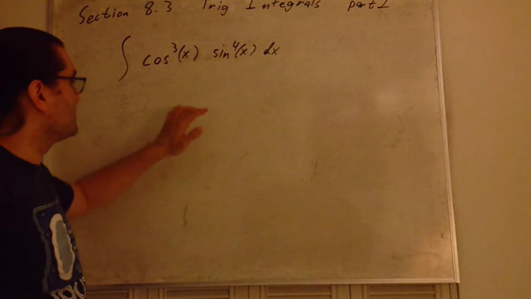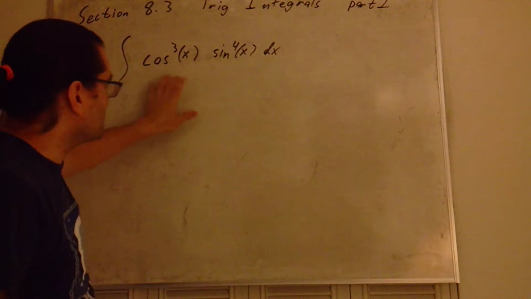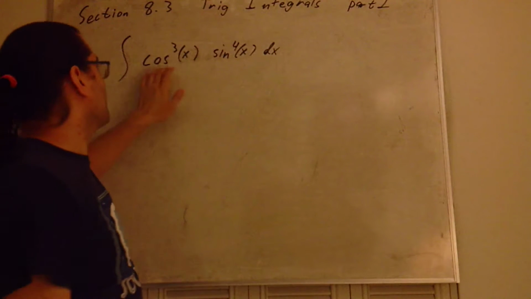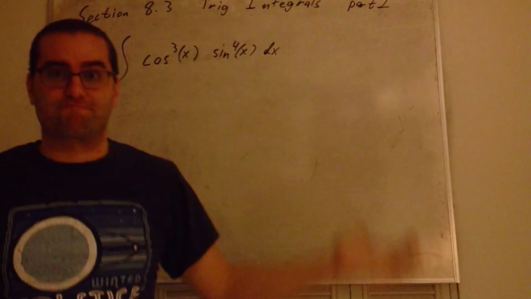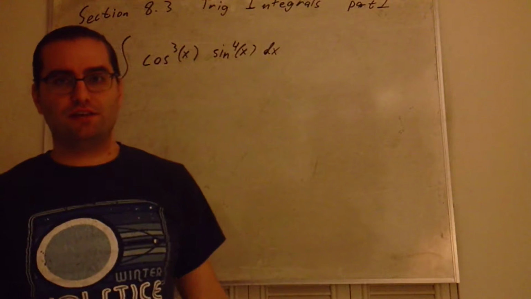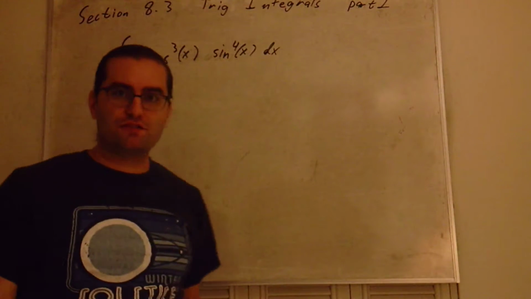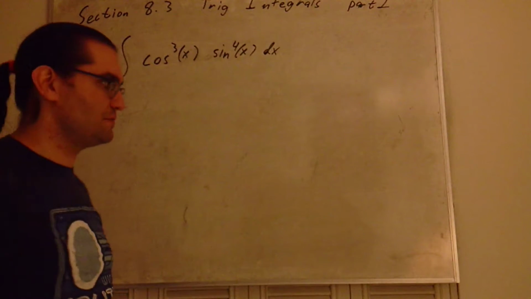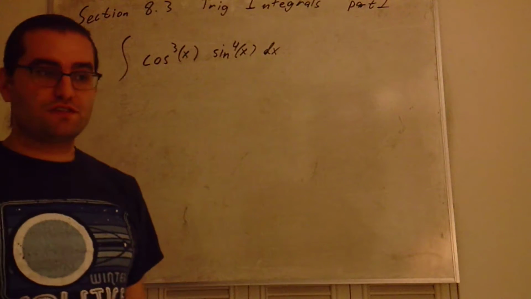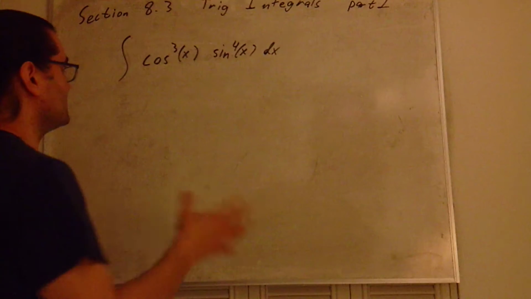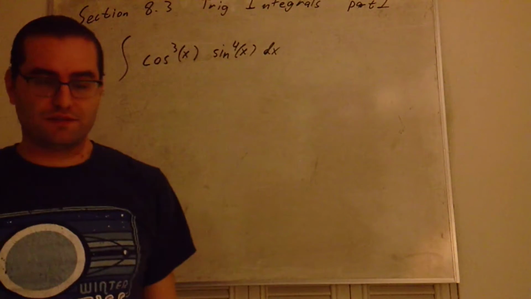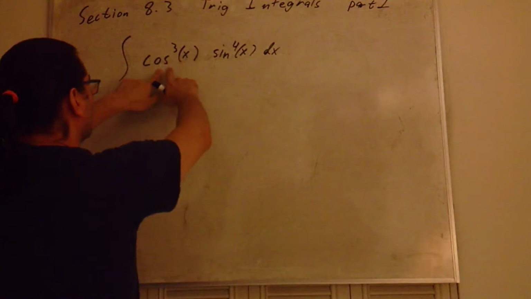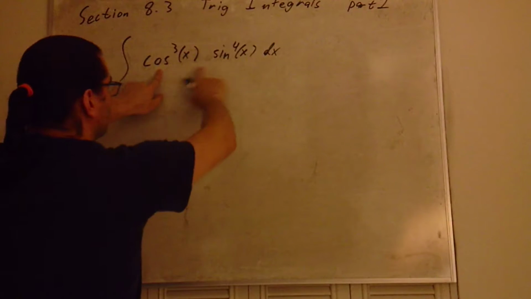So in the last two examples, we had exactly one cosine that we could use as the other, or exactly one sine that we could use as the other. Here we have 3 cosines and 4 sines. That's not particularly helpful for us. If we want to do substitution here, we need to have exactly one of these pieces. So most of this section is about manipulating this to get rid of some things. We want exactly one cosine or exactly one sine.